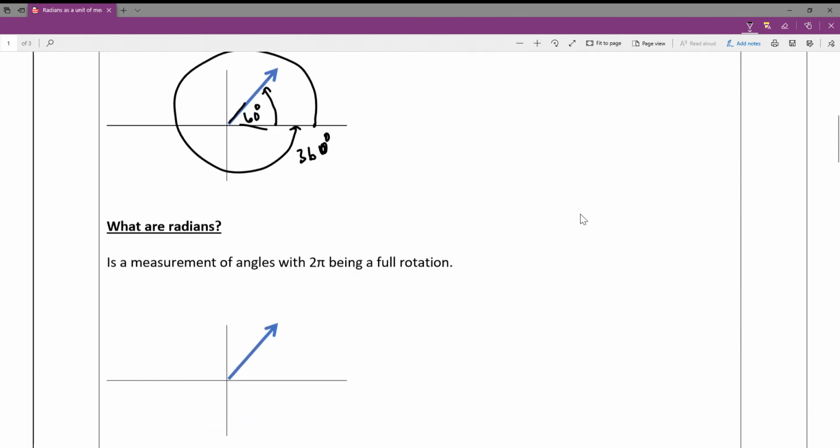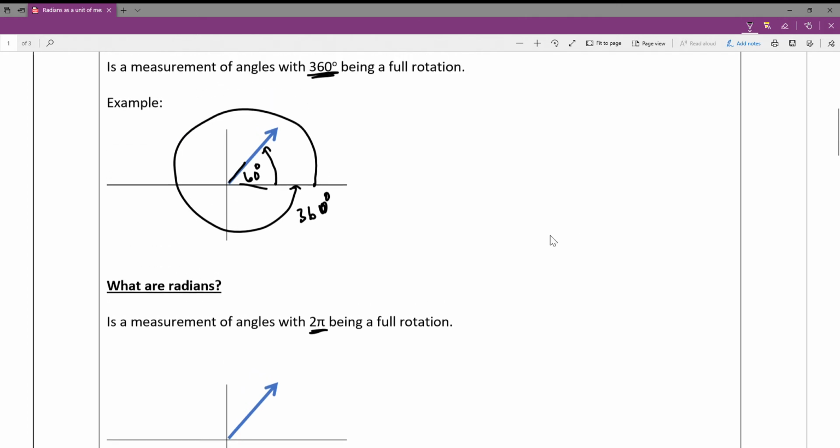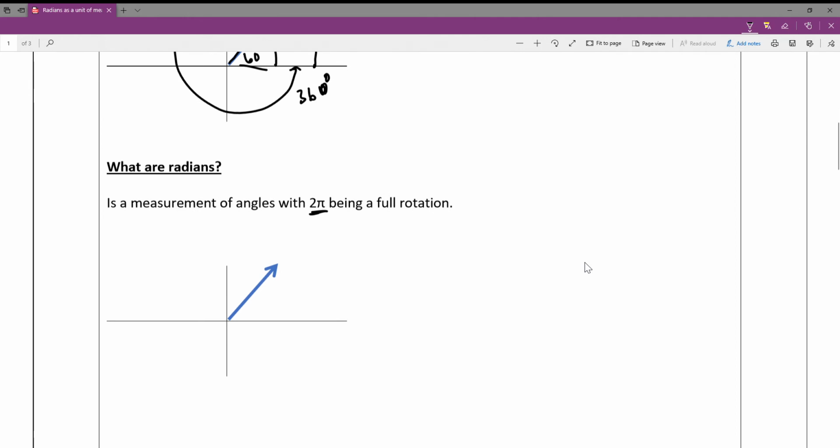But there's another unit of measurement that we can use, and it's called radians. Radians is a measurement of angles with 2 pi being a full rotation. As you can see, the definition is very similar to degrees. It just has 2 pi instead of 360. So as you would guess, the angle for a whole rotation in radians is 2 pi.